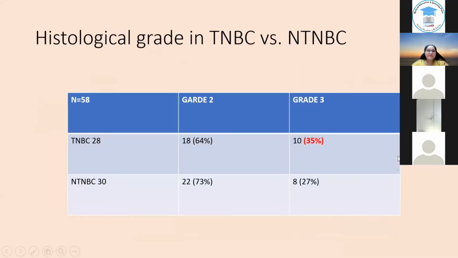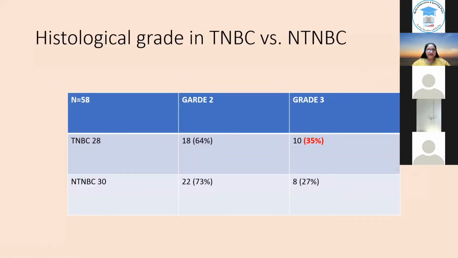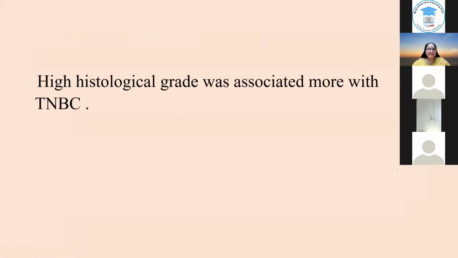So we also compared TNBC with the histological grade. Here we have a significant outcome. Grade 2 was 64% versus 73%, but in grade 3, you can especially see 35% of TNBC are grade 3 as compared to 27%. So the outcome we can take is that high histological grade was associated more with TNBC, because 35% as compared to 27%.